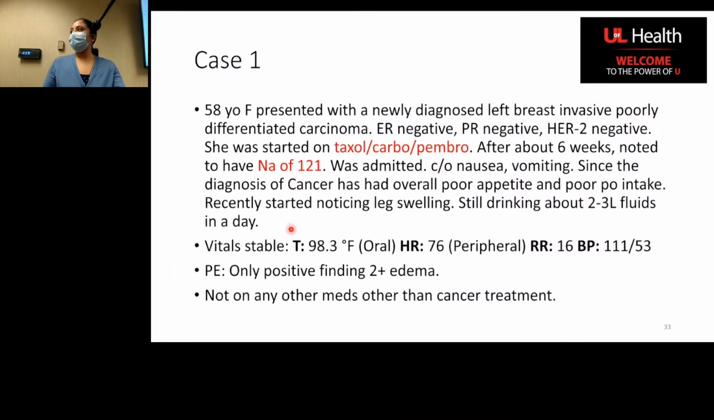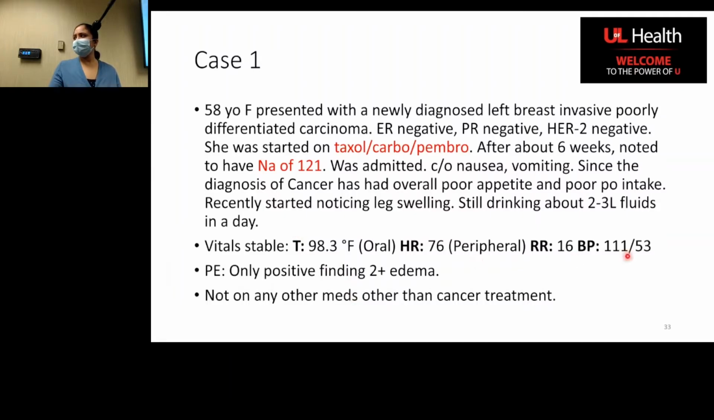Case number 1 is a 58-year-old female with newly diagnosed breast cancer, triple negative. She was treated with Taxol, carboplatin, and pembrolizumab. After about 6 weeks, she's noted to have a sodium of 121, complaining of nausea, vomiting, and got admitted to the hospital because of severe hyponatremia. She has had overall poor PO intake, but is still drinking a good amount of fluids, and has noticed some leg swelling.